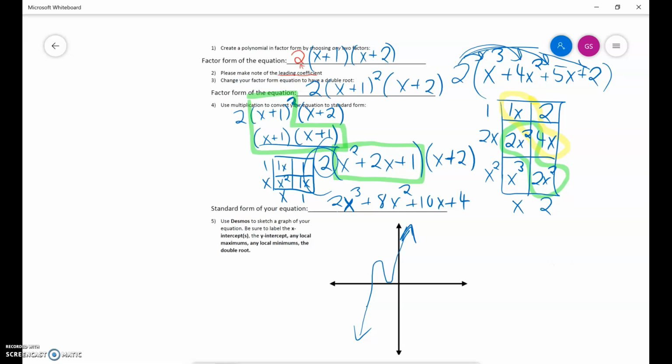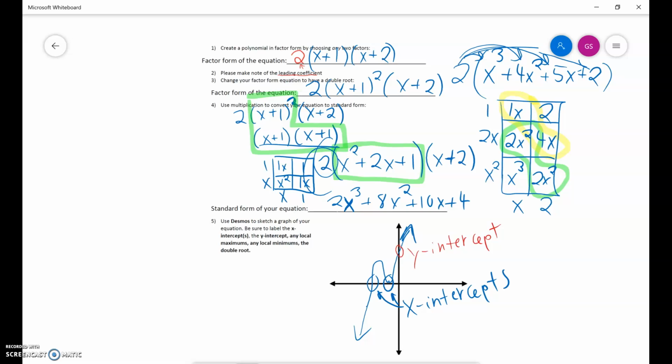Okay, so let's label. These are my x-intercepts because that's where it touches the x-axis. It doesn't have to actually cross it, just has to touch it. X-intercepts. Okay. And then I'm going to label my y-intercept. Hey, it's right here. There's my y-intercept where it crosses the y-axis. Check. Local maxes and mins.